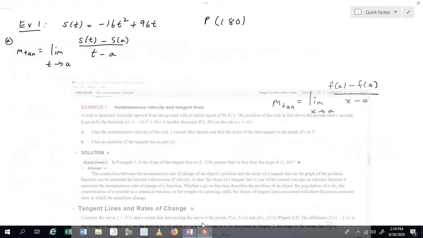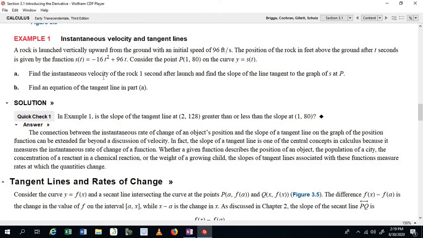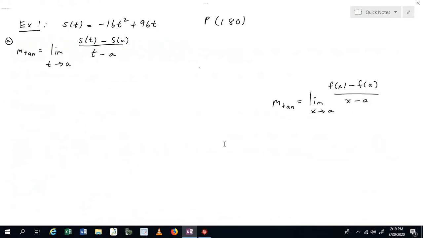Okay, so let's start with part A. We want to find the instantaneous velocity of this position function right when t is equal to 1. Which, by the way, is the same as the slope of the tangent line when t is equal to 1. And that's given by this limit, right?